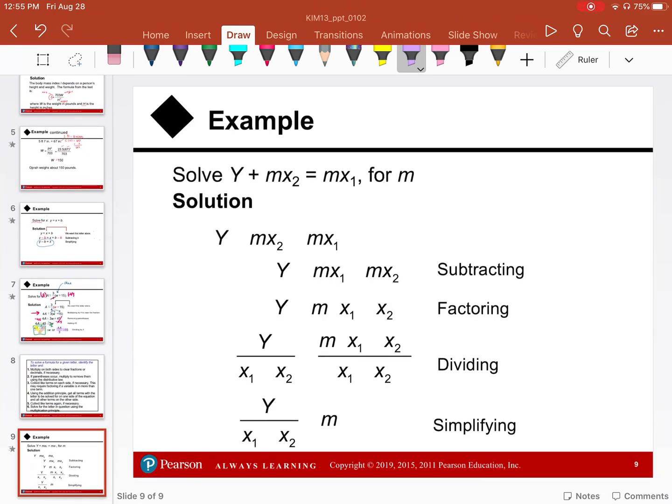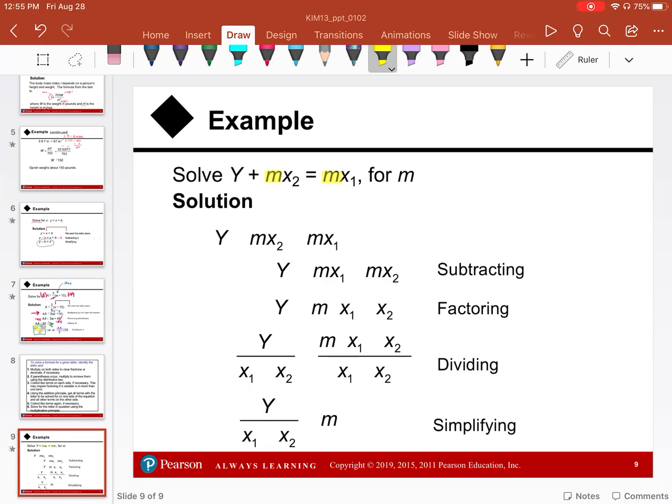Let's do one more example. Solve y equals m x2 plus y, m x1 for m. So our goal is to get m by itself. Notice we have two copies of m.